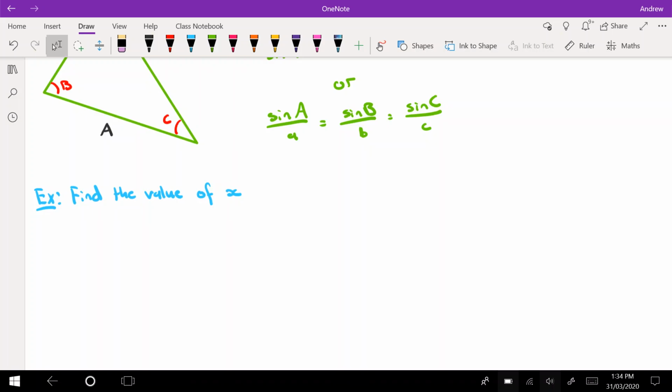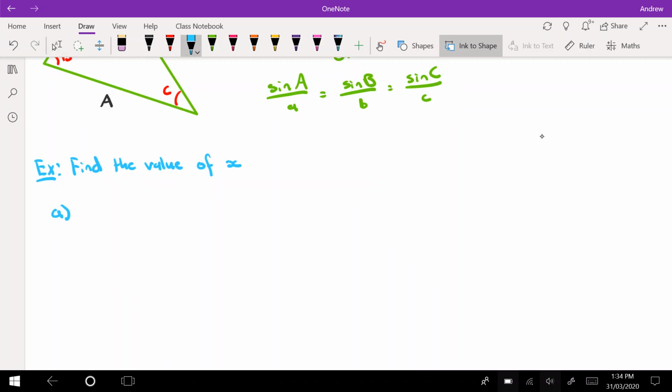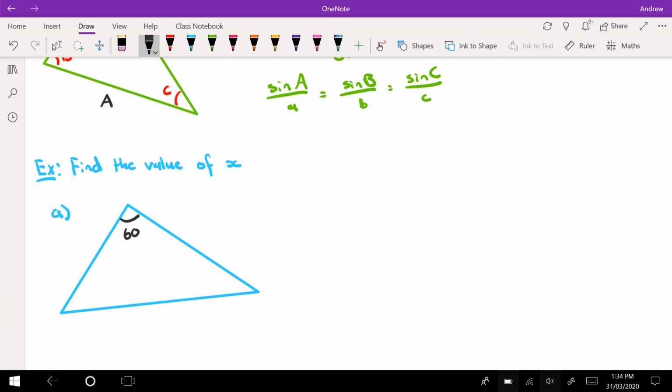If we want to try and find the value of x, well, for my first one, it's going to be something like, that looks way too equilateral. Let's try it again. Okay. So let's say that this angle in here, that's going to be 60 degrees. This is going to be 70 degrees, and this is 8.2 centimeters, and this is x centimeters.